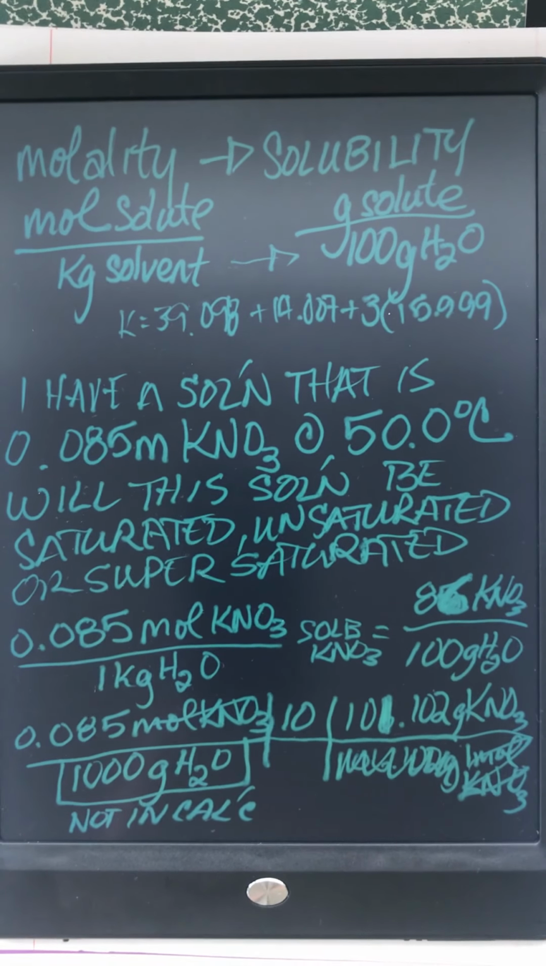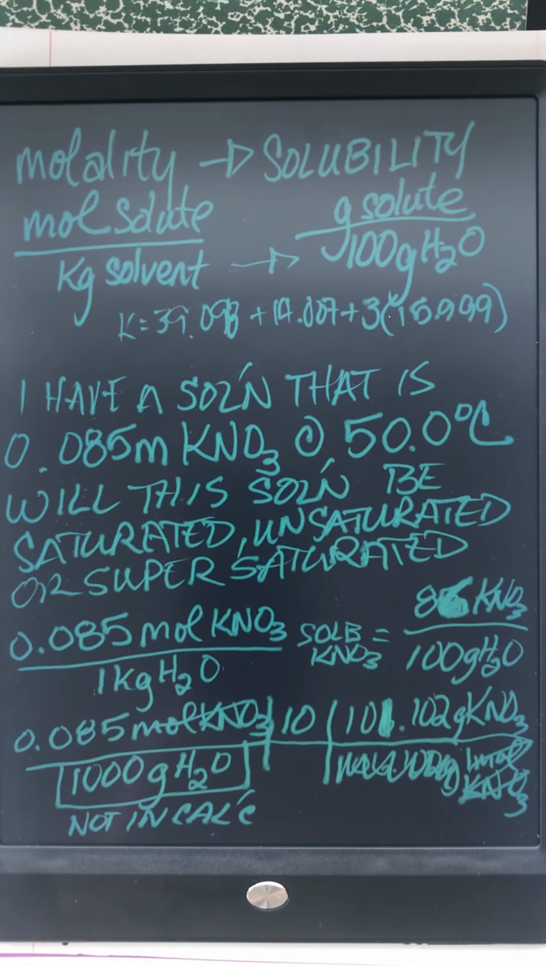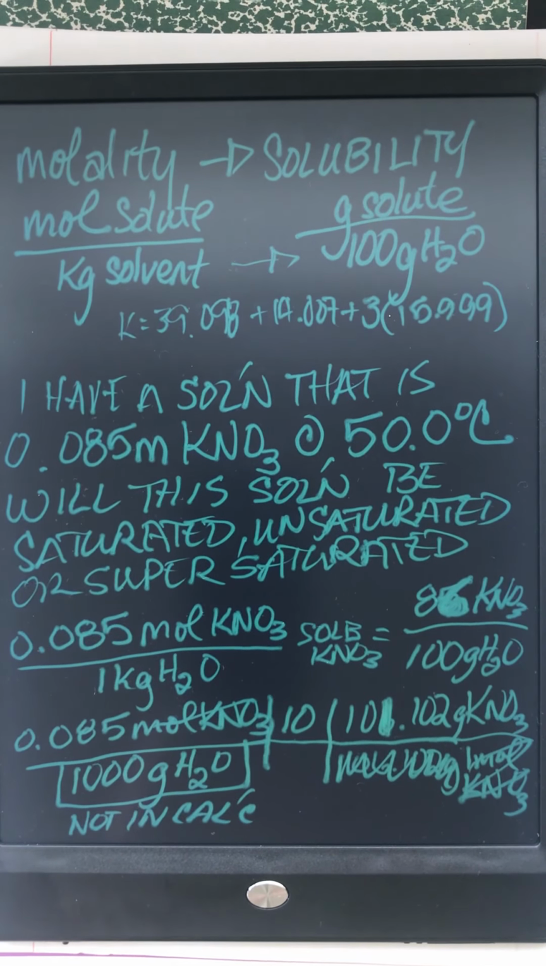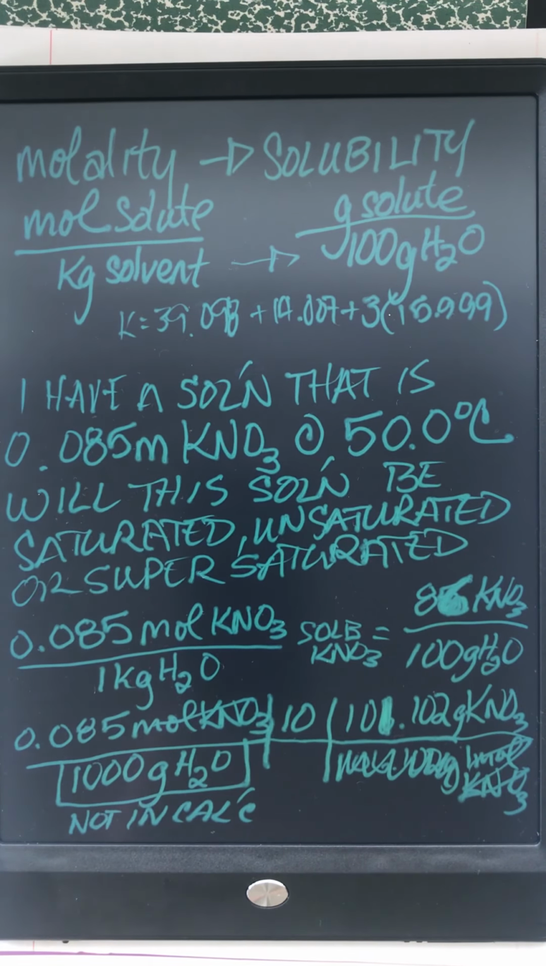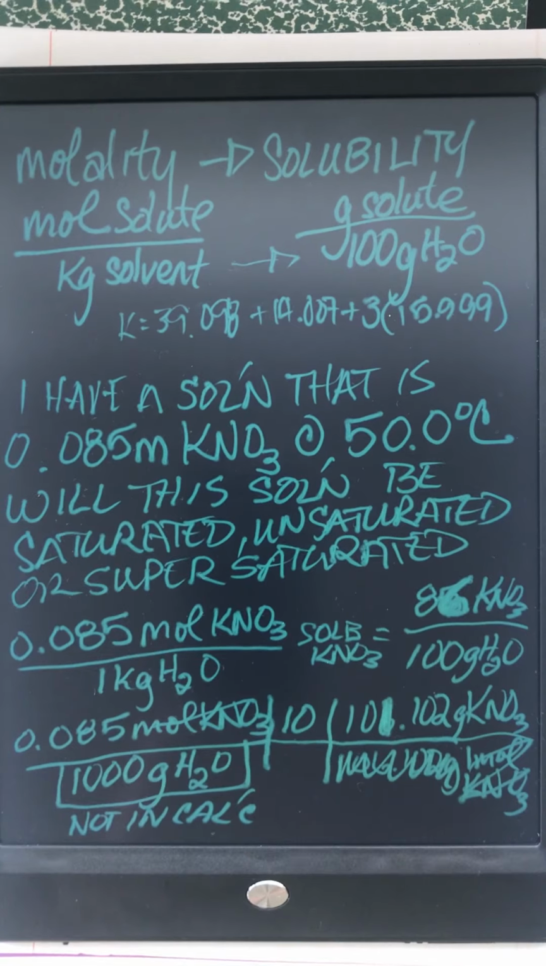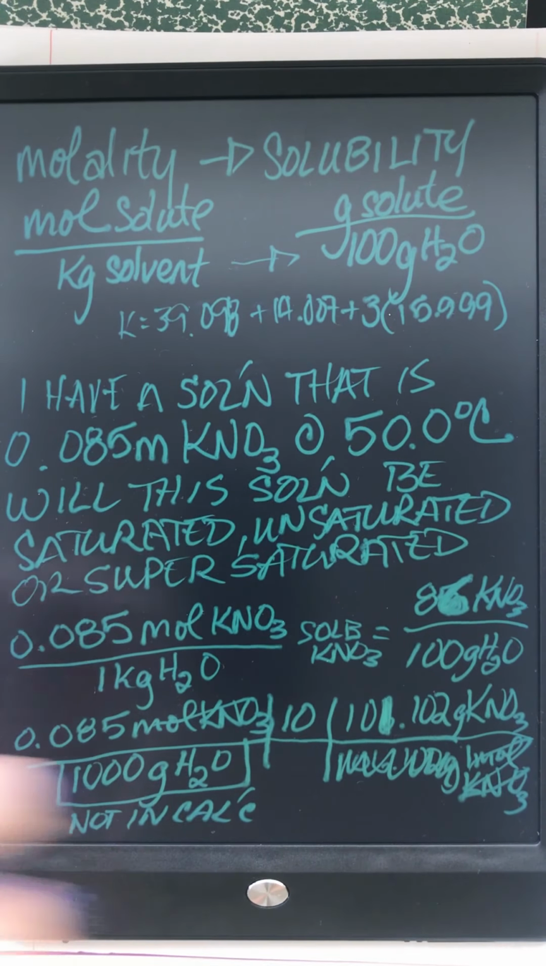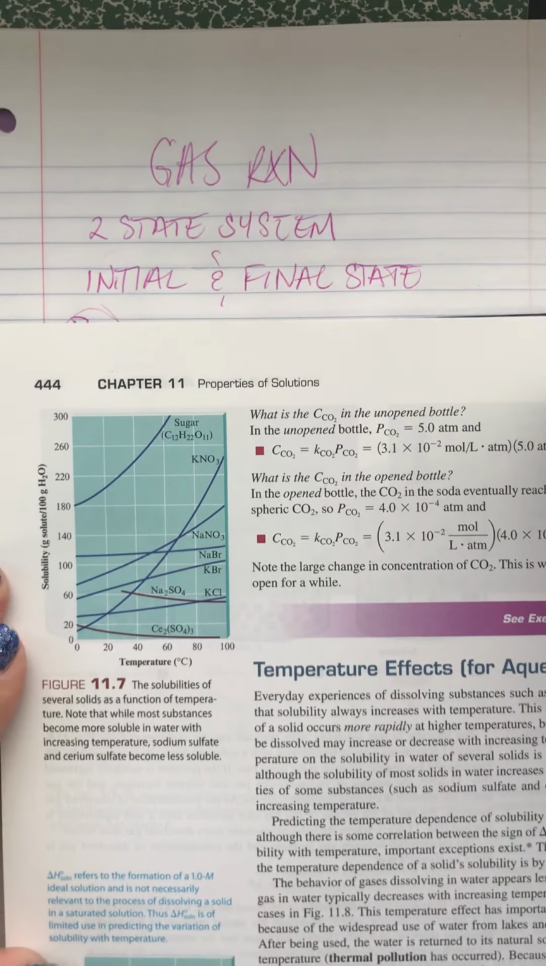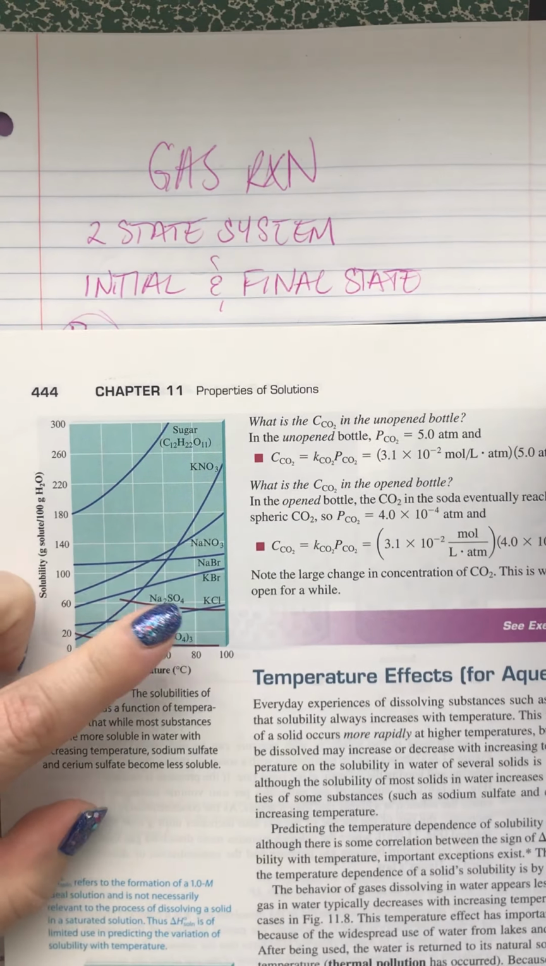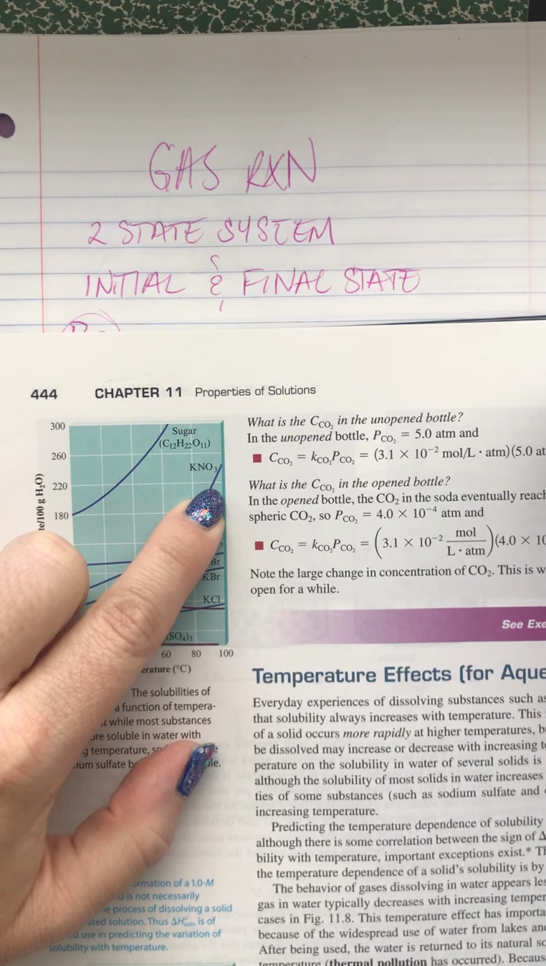So then you have to look up the solubility. Now, I'm going to see if they have a good table in the book, which they probably don't, but we can check. Oh, they do. Delightful. It's tiny. So this is the potassium nitrate curve, right?